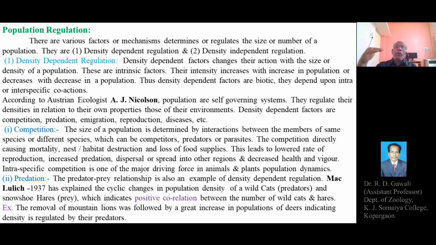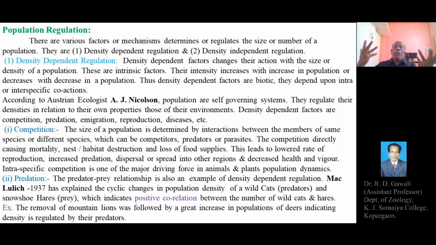When the population density, or the number of individuals in a population, or the size of population is increasing, these density dependent factors also increase. And when the population size decreases, these density dependent factors also decrease. They are competition, predation.